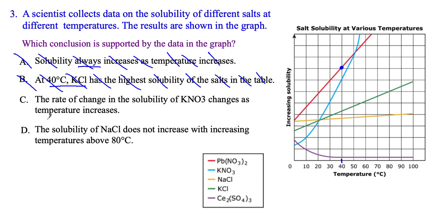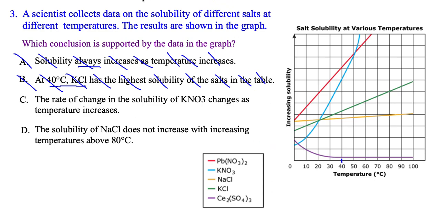I mean, I could get into this, but you know what? Let's just go to D, see if we can eliminate or keep D and worry about C later, even if we might not need to worry about C. So this says the solubility of NaCl, the yellow graph, does not increase with increasing temperatures above 80 degrees Celsius. That's basically saying that the NaCl, I believe that's table salt, at 80 degrees, once it hits 80 degrees, it stops increasing. Well, let's see if that's true.